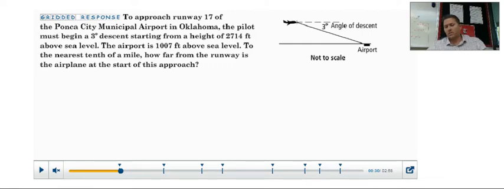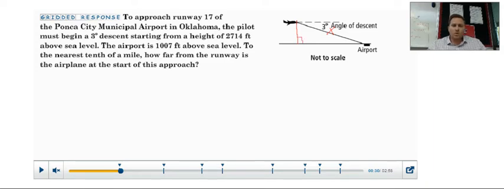Alright, so we want to know this. So what are we trying to solve first? Well, we're going to try and solve this approach, from the airplane to the airport. We are trying to solve for that distance. The first thing that I know is that from the airplane straight down to the ground, the ground is perfectly horizontal, and that straight down is perfectly vertical. So we just made a 90-degree angle right there.